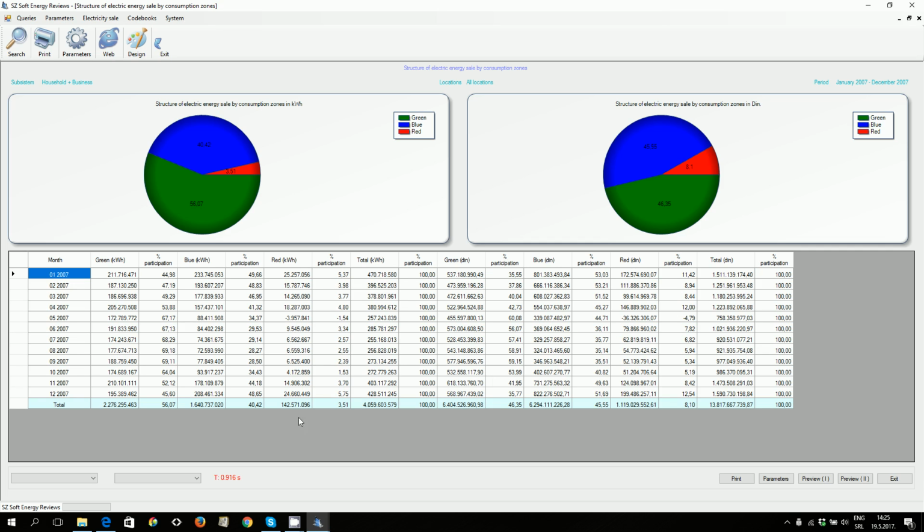At the bottom of the page on the left we can see different months. Then we can see tariffs such as green, the blue one, the red one, etc. And at the bottom of the page we can see our total amount.